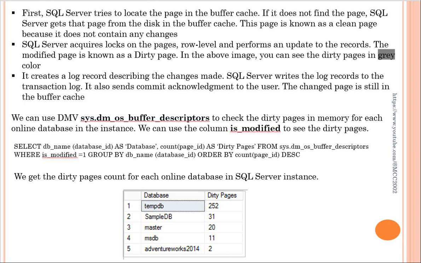So how can you monitor this? You just have to monitor this using the DMV sys.dm_os_buffer_descriptors. There is an is_modified column here, and you can get the details using this query. Here we can get this type of data: how many pages are modified in tempdb, the sample table, the master database, and other databases. So this is dirty pages.